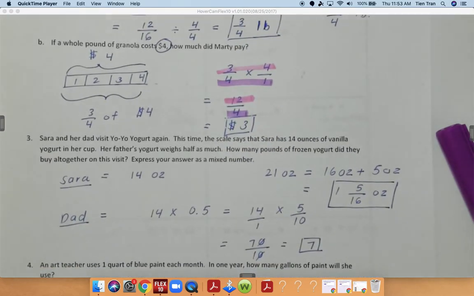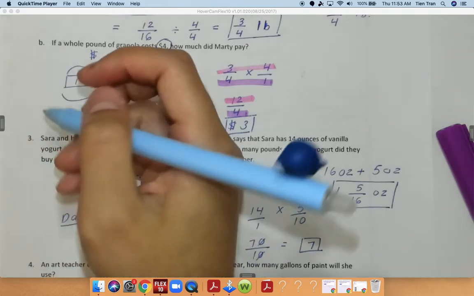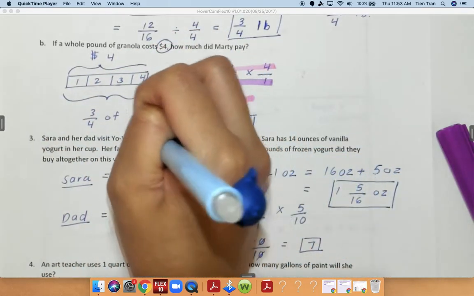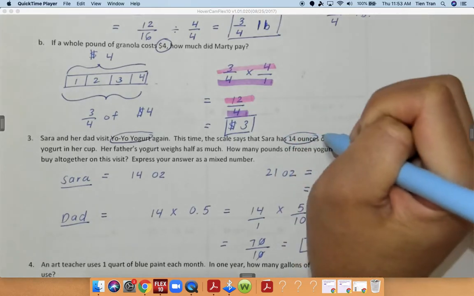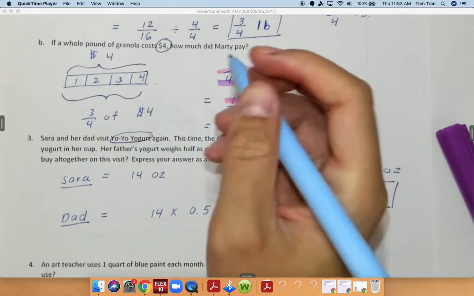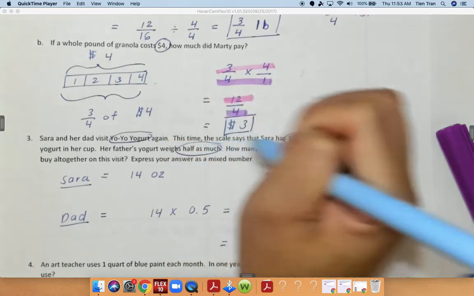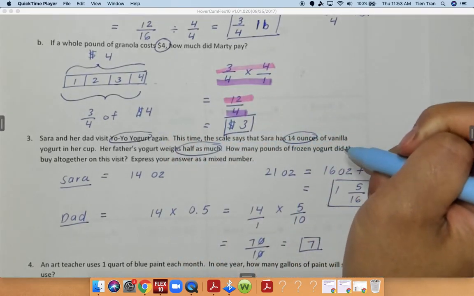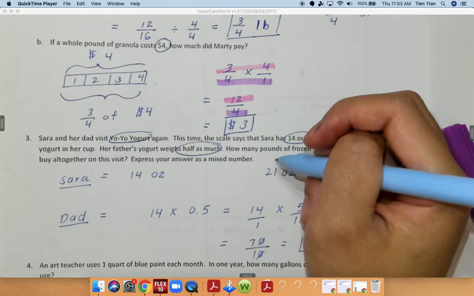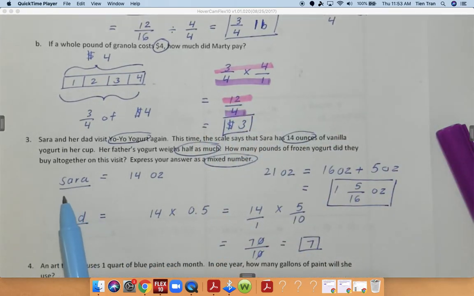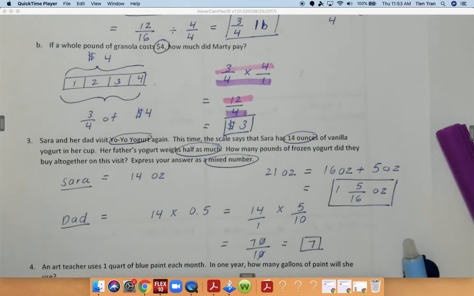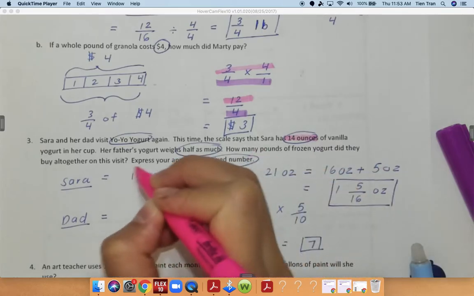For the very last question. Problem 4 says Sarah and her dad visit Yo-Yo Yogurt again. This time the scale says that Sarah has 14 ounces of vanilla yogurt in her cup. Her father's yogurt weighs half as much. How many pounds of frozen yogurt did they buy altogether in their visit? Express your answer as a mixed number. So for Sarah, we already know that it's 14 ounces because that is given to us right in the word problem right here. 14 ounces.